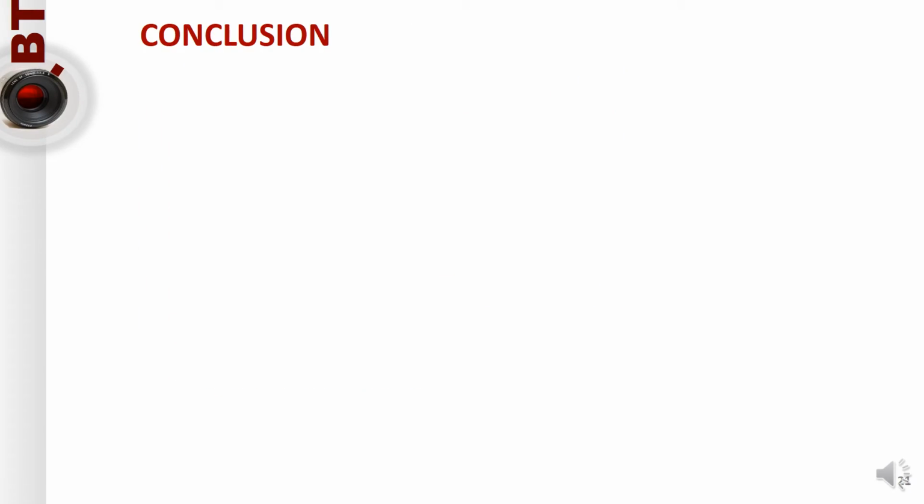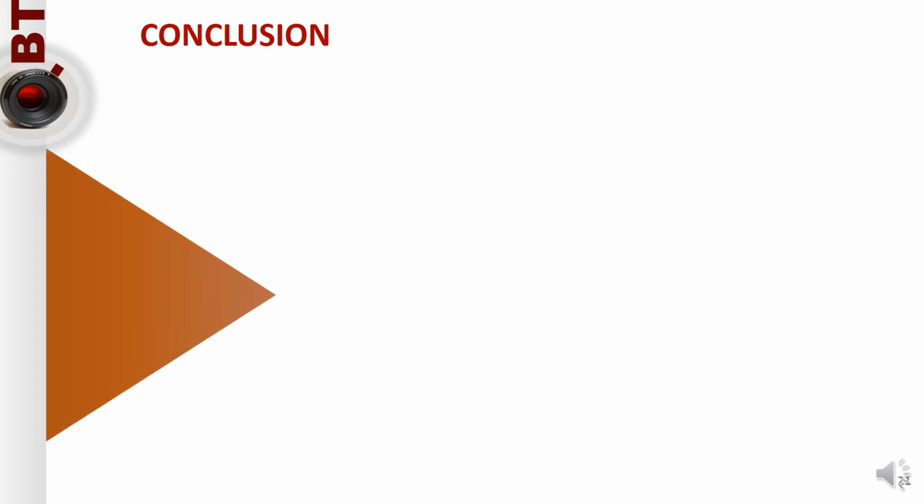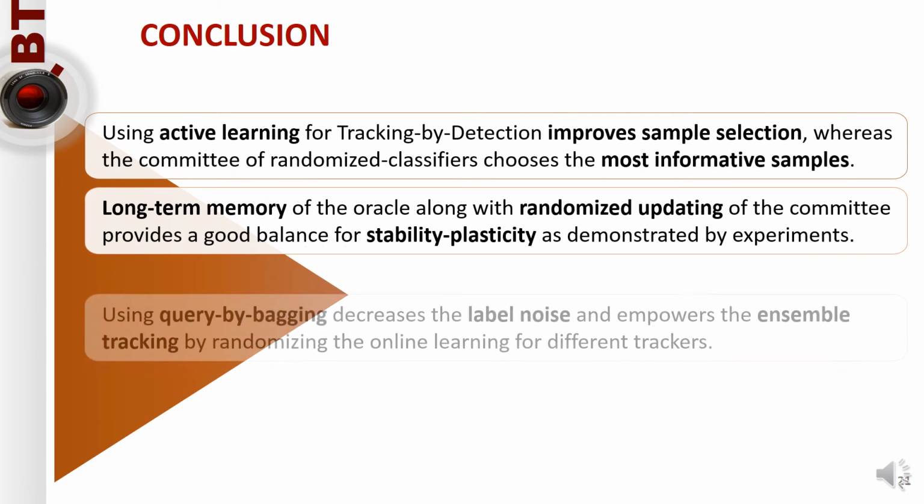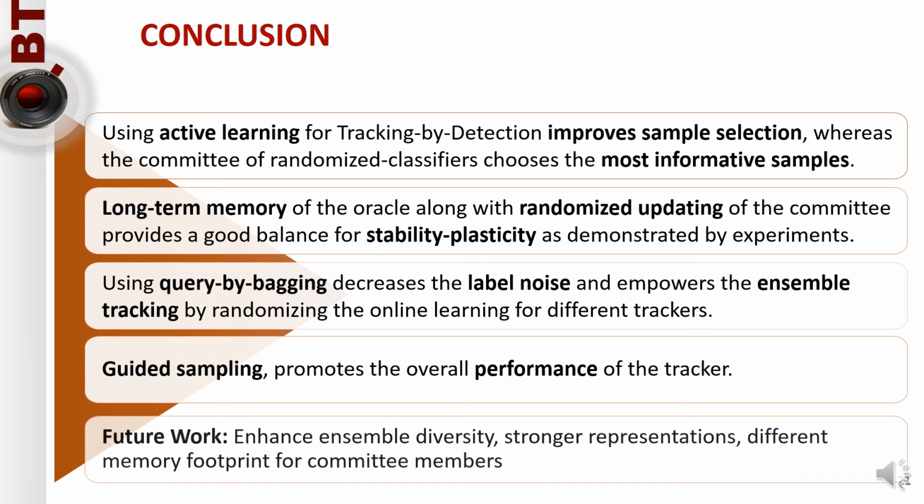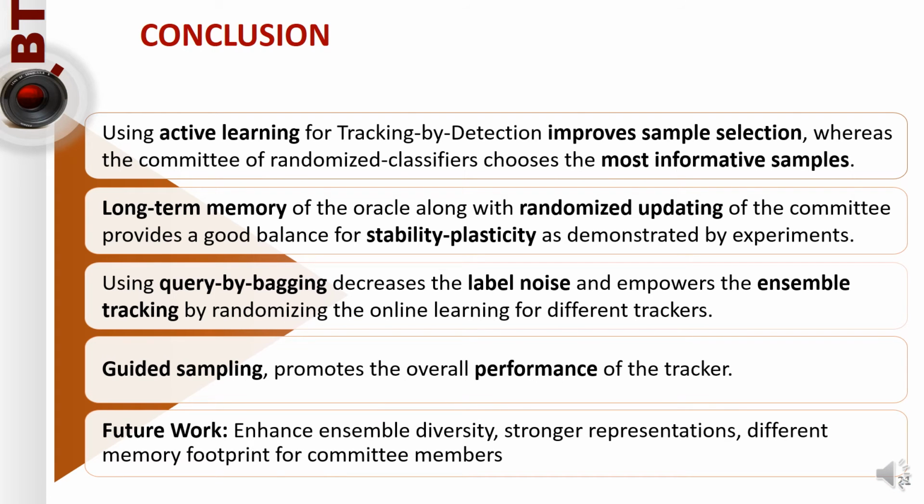To conclude this presentation, I want to mention the highlights of this work. We use active learning for tracking by detection that improves sample selection, in which a committee of randomized classifiers chooses the most informative samples. We gave the oracle a long-term memory to balance the stability plasticity equilibrium. Label noise is reduced by an ensemble of classifiers and using query by bagging to update them. Guided sampling promotes the overall performance of the tracker, and finally, the future directions that we are currently working on are mentioned here.